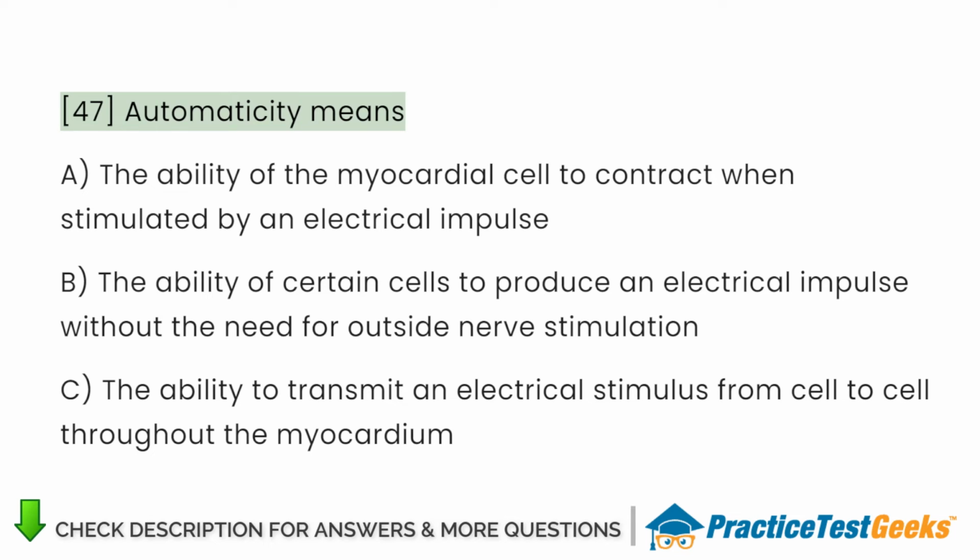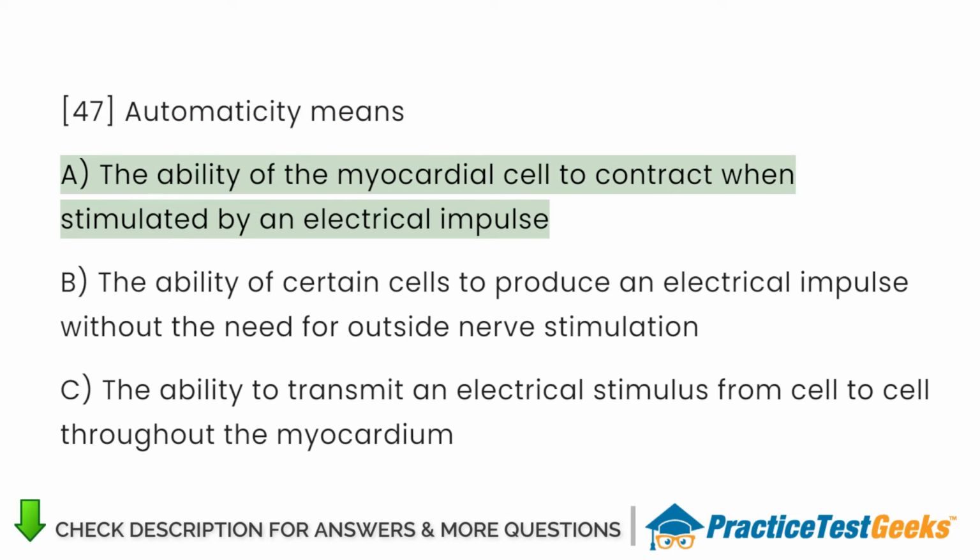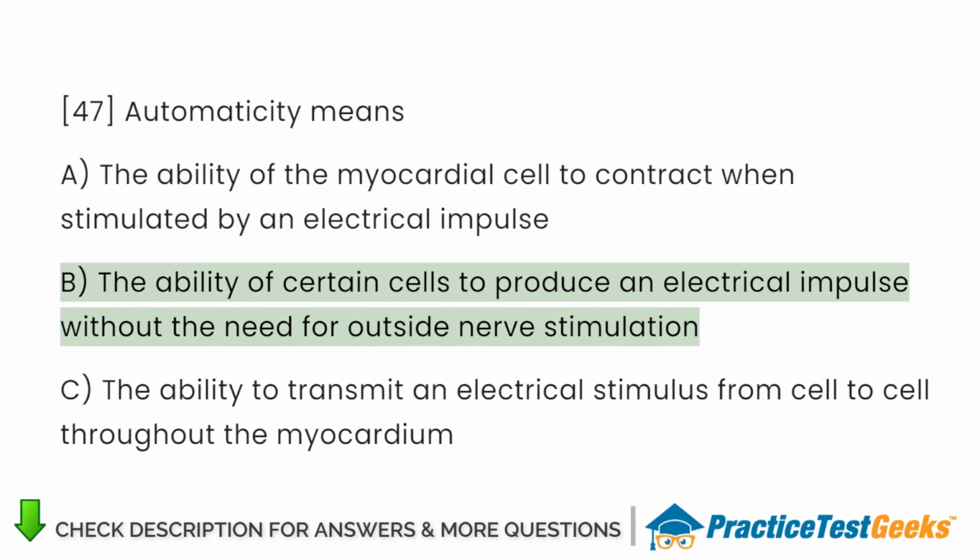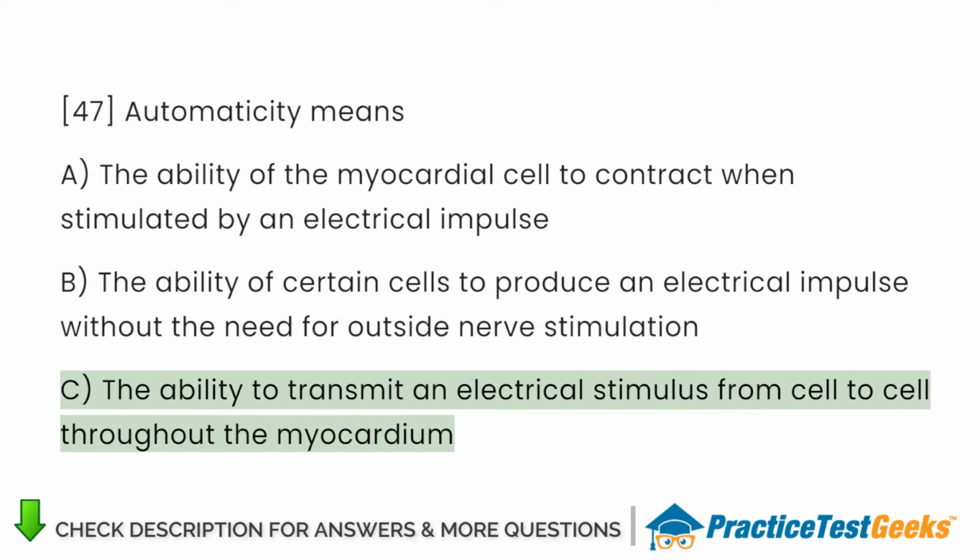Automaticity means A. The ability of the myocardial cell to contract when stimulated by an electrical impulse. B. The ability of certain cells to produce an electrical impulse without the need for outside nerve stimulation. C. The ability to transmit an electrical stimulus from cell to cell throughout the myocardium.